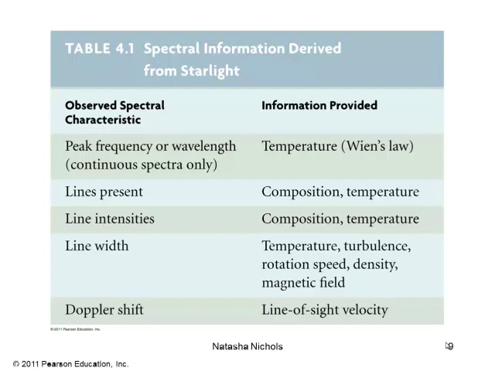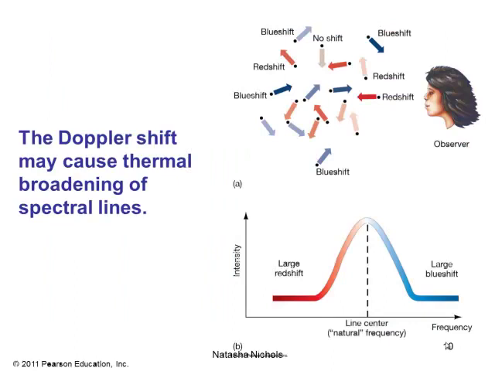The line width in itself can give us information on temperature, rotation speed, density, turbulence, even the magnetic field. And the Doppler shift observed can give us information on the line of sight velocity. Remember, line of sight because Doppler shift takes place on the radial line of velocity. The Doppler shift may cause thermal broadening of spectral lines.